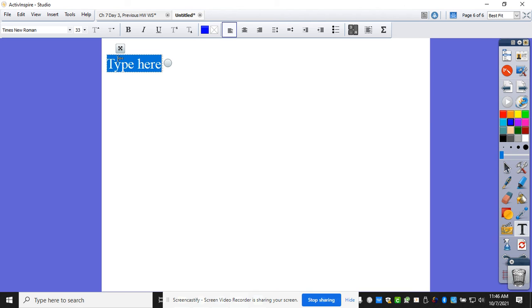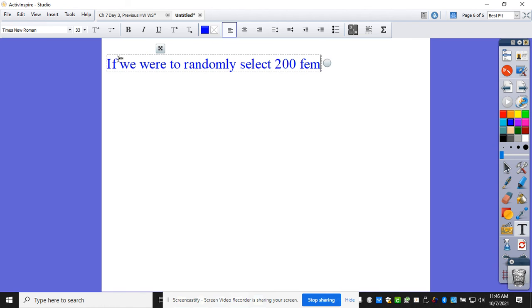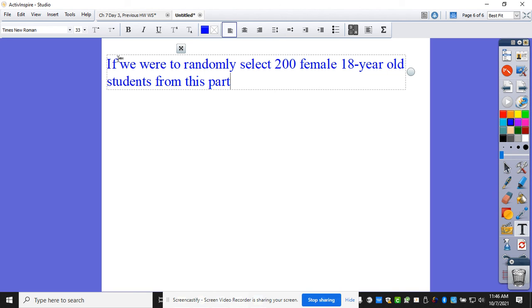And then I conclude, if we were to what? Randomly select how many? 200 what? And the students, I think 18-year-old would make more sense here. Students from this particular large university. And some people are going to put stuff about collecting their weight and height. Should make sense. What? Before that.